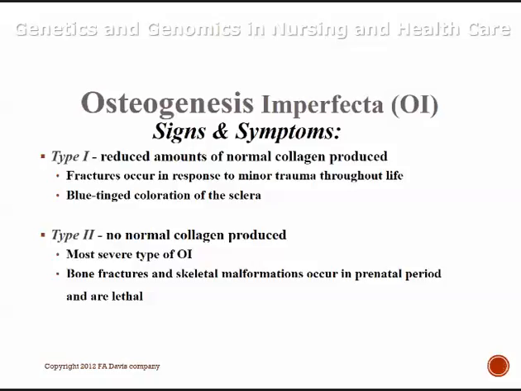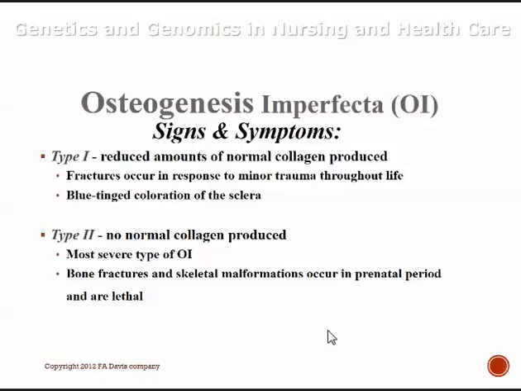The first type is type 1, where you have reduced amounts of normal collagen. So production of normal collagen is reduced. Fractures occur in response to minor trauma throughout the lifespan. And a little tidbit is the blue-tinged coloration of the sclera on folks with this disorder.